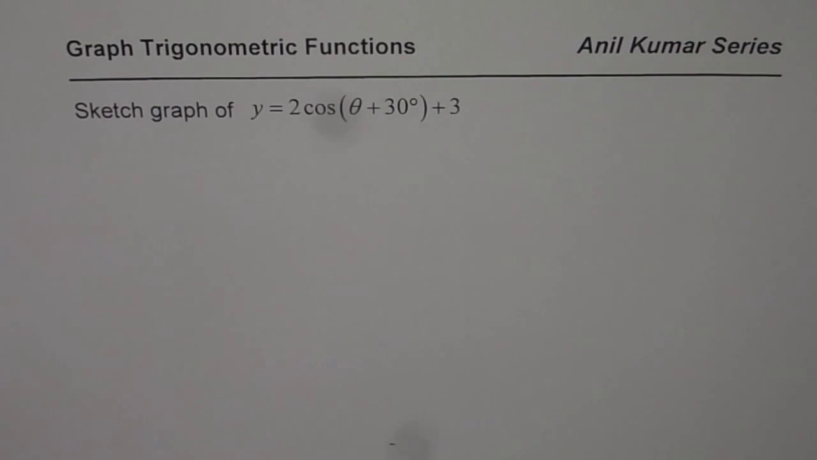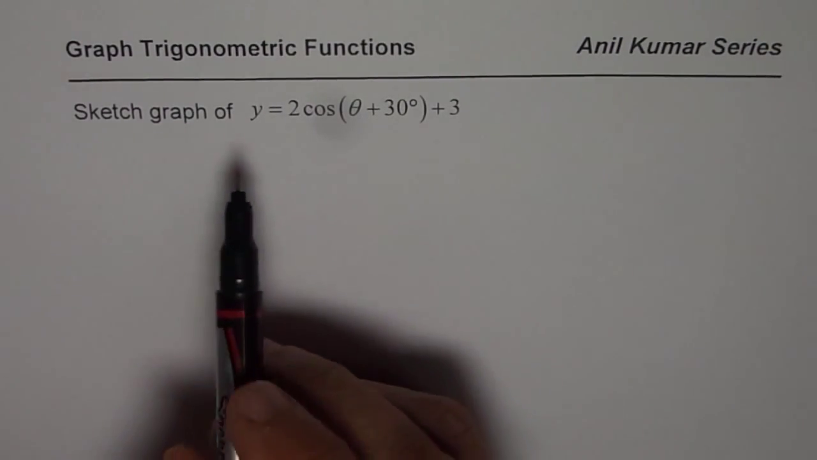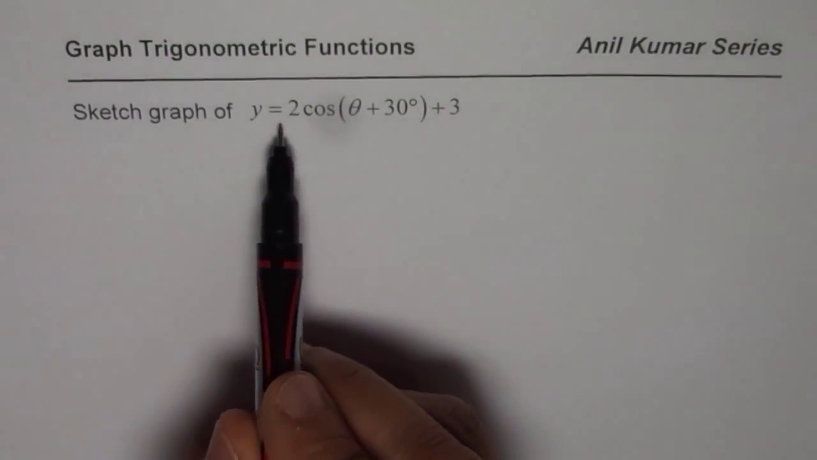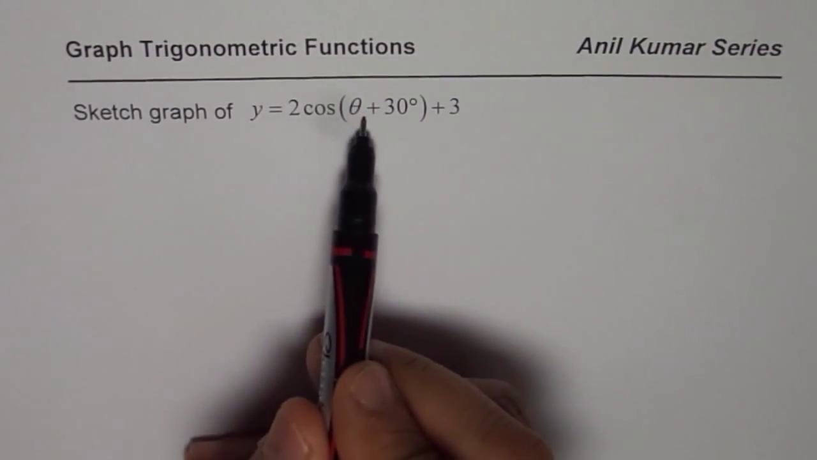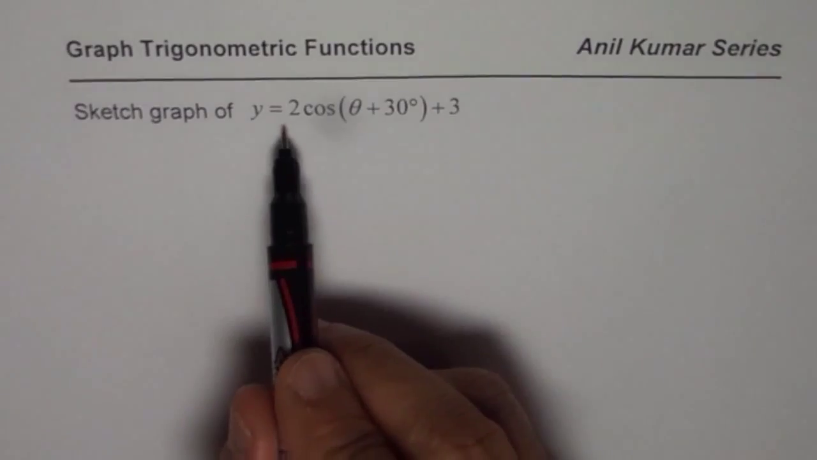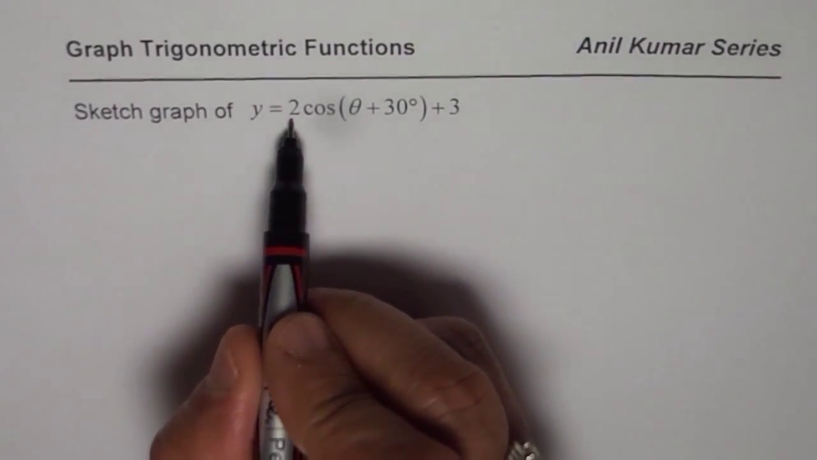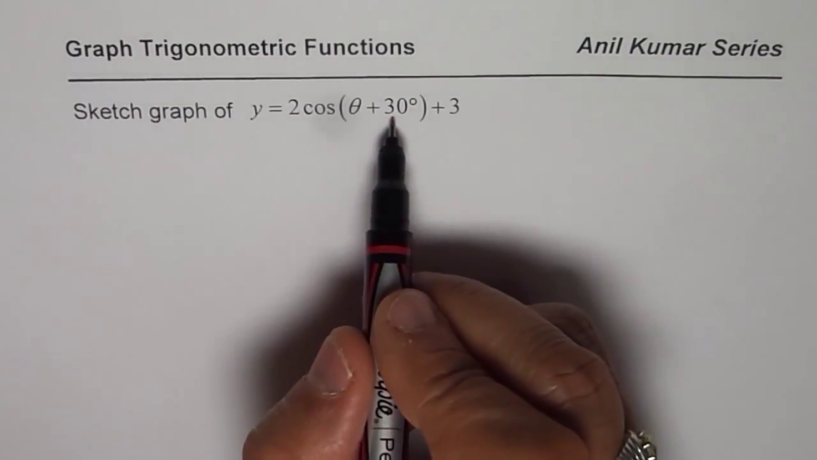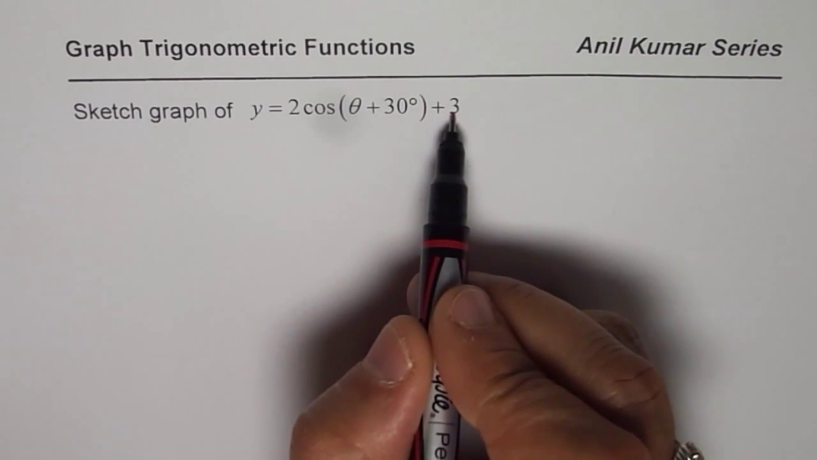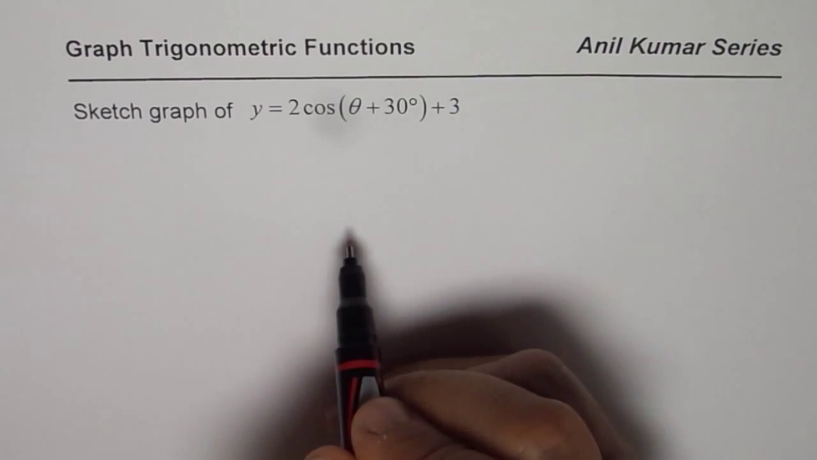I'm Anil Kumar, and in this video I will introduce you to the steps required for sketching graph of trigonometric function. So we begin with a very simple example. It is sketch graph of y equals 2 cos of theta plus 30 degrees plus 3. So we have a lot of parameters here. One, we have vertical stretch by a factor of 2, horizontal translation 30 degrees to left, and translation of 3 units up, right?